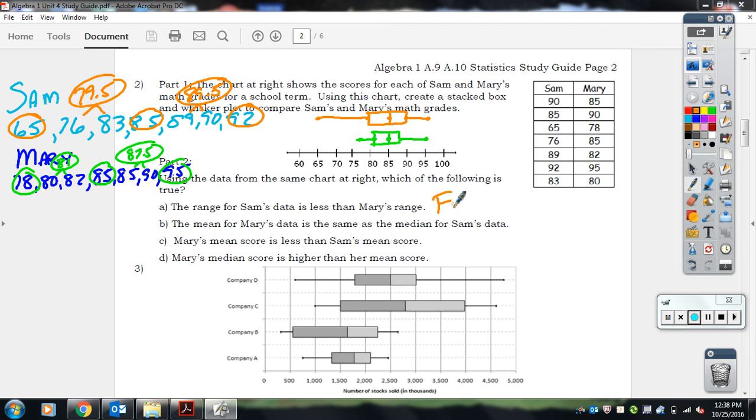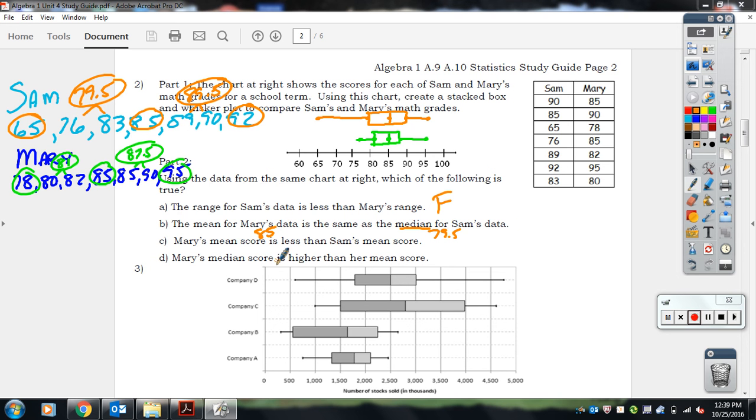The mean for Mary is the same as the median for Sam. Based on the box and whisker plot, I can't find the mean, but I can find the median for Sam. The median for Sam I know is 79.5. But the mean for Mary, I actually have to calculate. So I take out my calculator and find the mean by adding them all up. When I'm done adding all these up and dividing by 7, I got the average for Mary was 85.